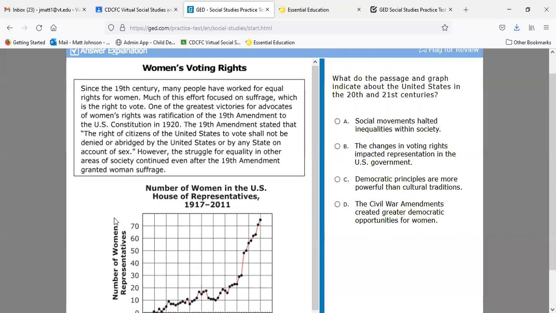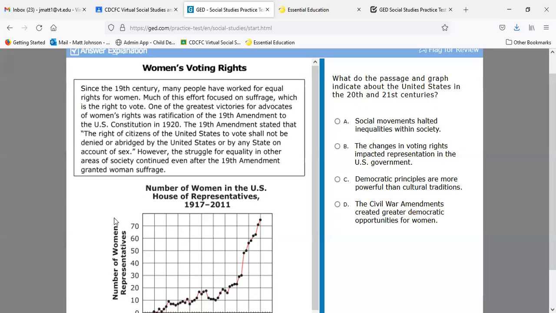many people have worked for equal rights for women. You could guarantee that when you get to your test, you're probably going to have a question about suffrage and the suffrage movement, as much as we've covered it. So much of this effort focused on suffrage, which is the right to vote.